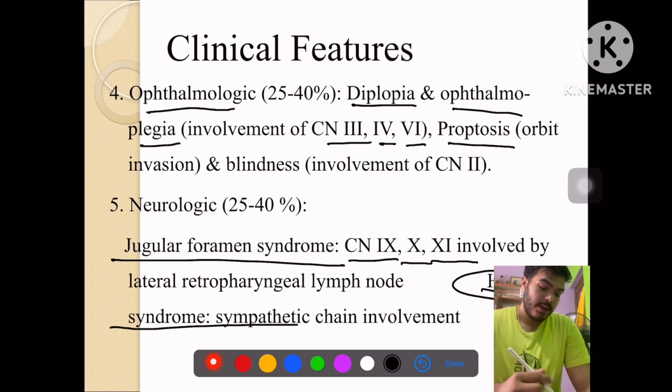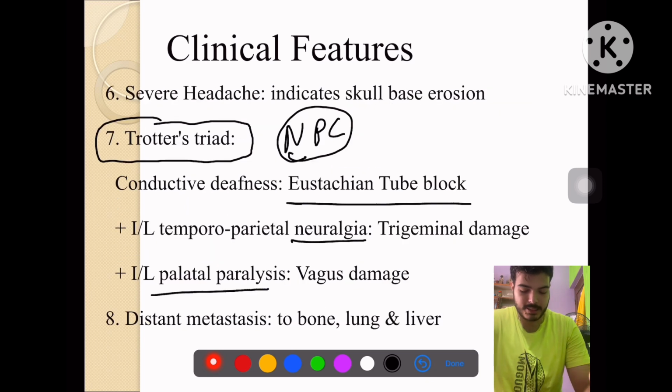Okay, very good. Now, there's something known as Trotter's triad. Please understand this well. NPC is the mnemonic to understand this: neuralgia, palatal paralysis and conductive hearing loss. Okay, neuralgia, palatal paralysis and conductive hearing loss, because of the eustachian tube block. So that's the mnemonic. So ipsilateral palatal paralysis. Why will there be a palatal paralysis? Palatal paralysis because of vagus nerve damage.